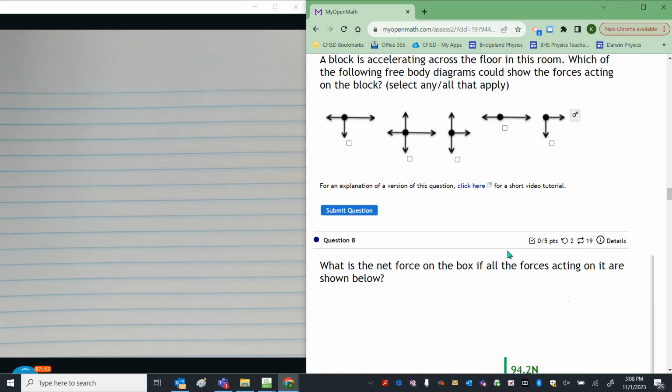Question 7 says, a block is accelerating across the floor in this room. Which of the following free body diagrams could show the forces acting on the block? Select any and all that apply. Okay, so forces that would be acting on an object moving on a surface on Earth. We have to have gravity. This room, we're on Earth. So we have to have a downward force of gravity.